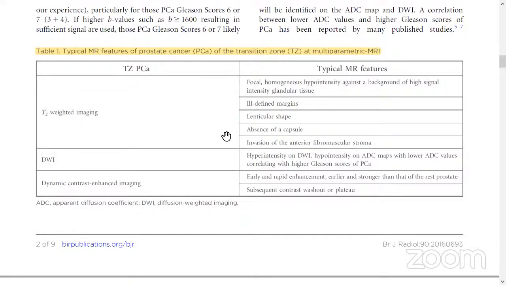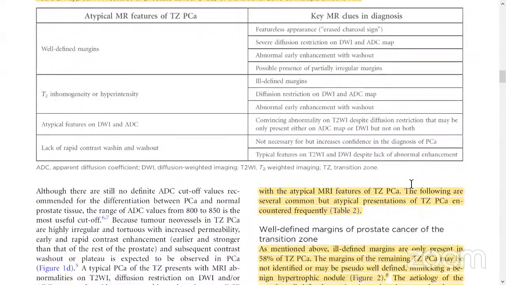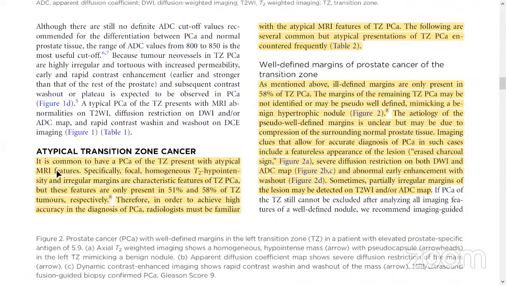And the same thing they have put in table form. What is to be seen on T2? The typical features of a neoplastic process in the transition zone: ill-defined margin, absence of capsule, lenticular shape, focal hypointensity against a background of high signal intensity glandular tissue, and invasion of the anterior fibromuscular stroma. Diffusion has to be restricted with low ADC values, and early rapid enhancement, earlier and stronger than the rest of the prostate. We'll come back to this later after reading this paragraph.